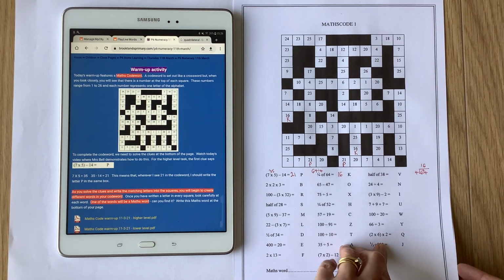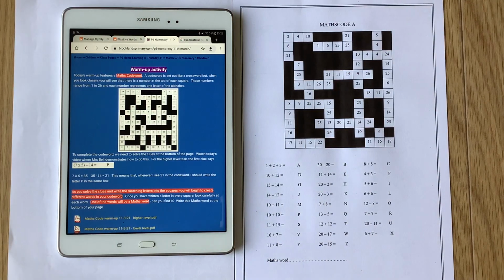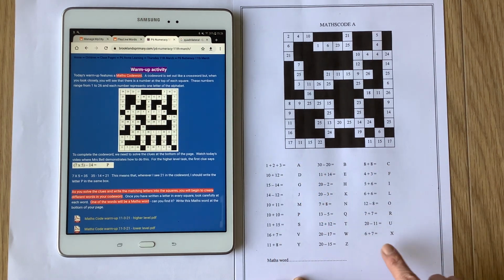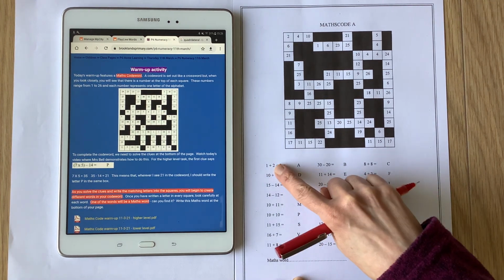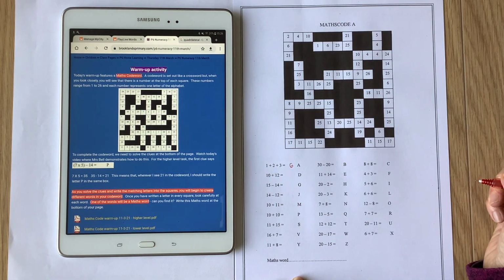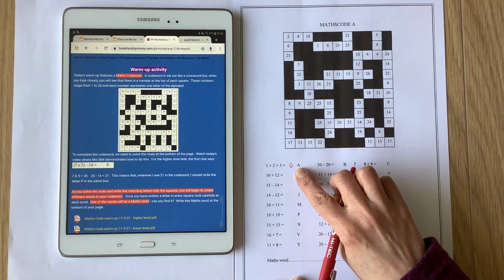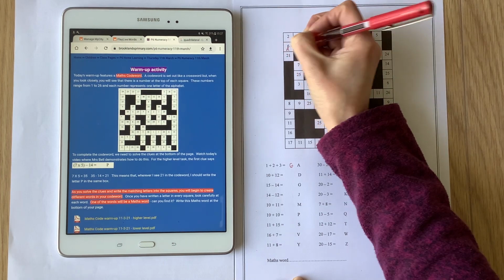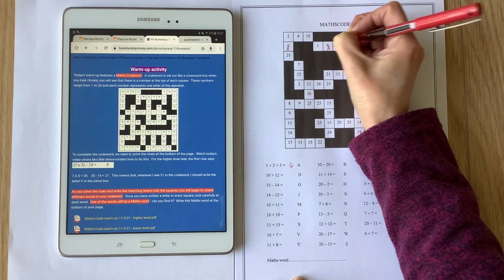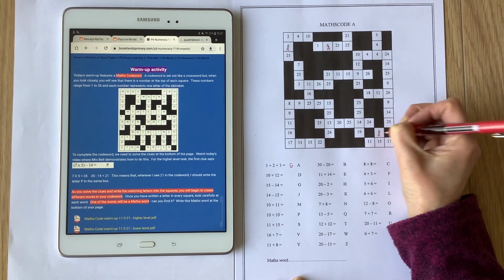Now, that's the higher level task. If you choose to do the lower level task, then your lower level task looks like this. This is a little bit simpler, and your letters are all in alphabetical order from A, B, C, all the way down to X, Y, Z. Same idea though, work out your answer. So 1 plus 2 plus 3, that's going to be 6. So every time you see the number 6, you need to write A at the bottom of that box. So if you can see any 6s, go and put an A in the bottom of that box.